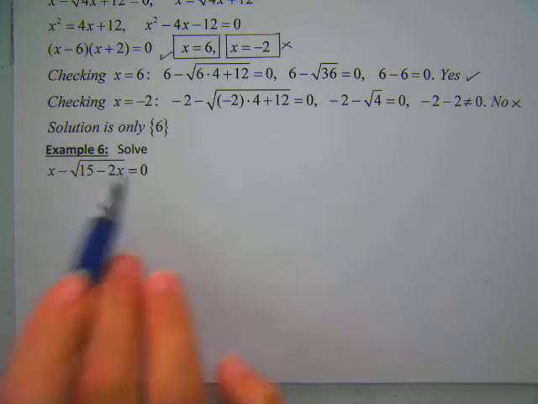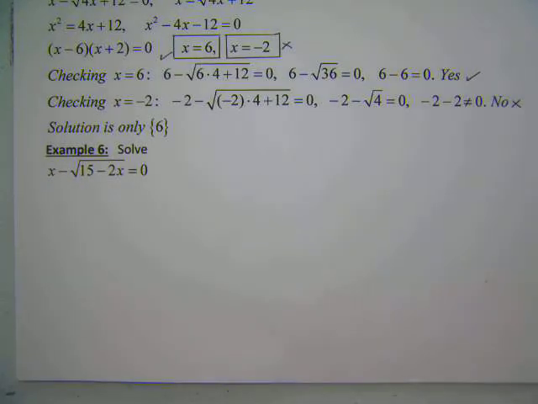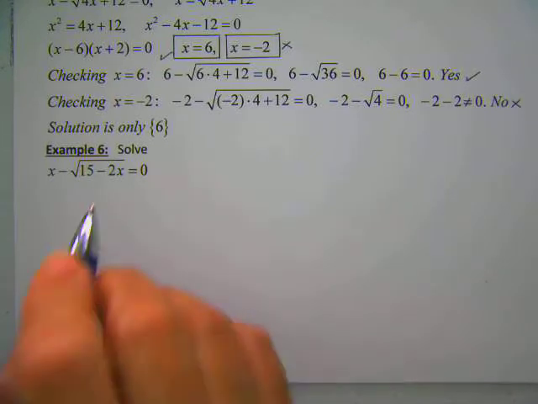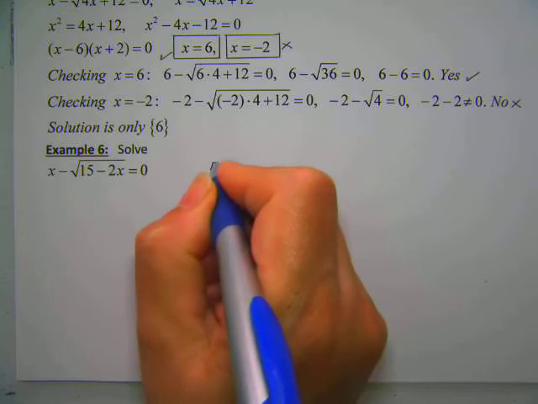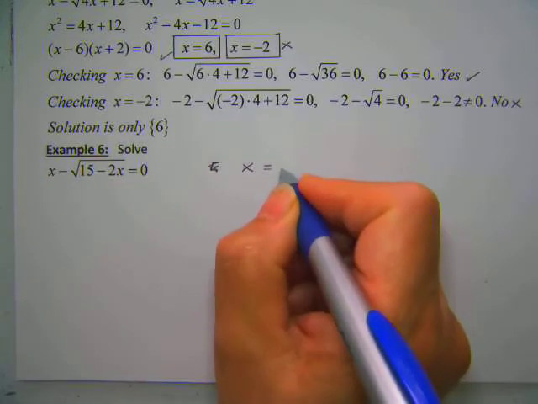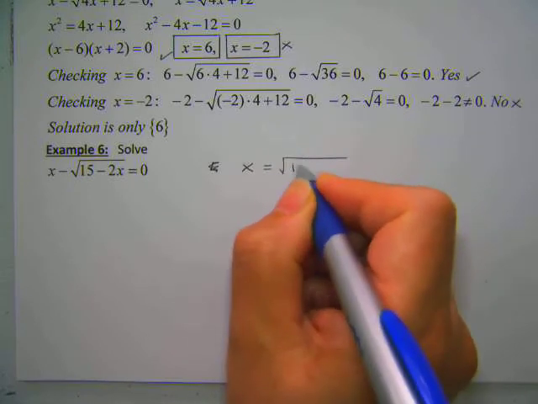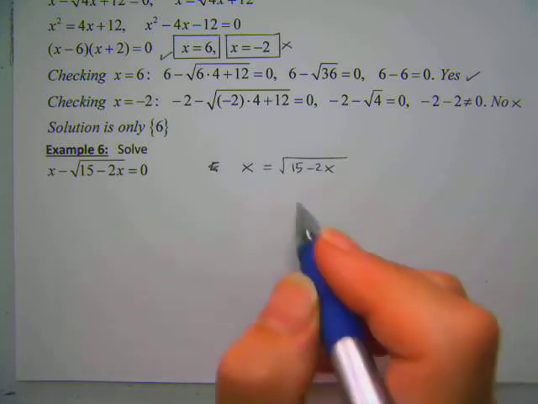So here's the first thing. We have x minus the square root of 15 minus 2x equals 0. The first step is important. Again, if you skip a step, usually you will not get the right answer. So the first thing is to isolate. So x equals, and bring this to the right-hand side. So it's going to be the square root of 15 minus 2x. We isolated the radical term.